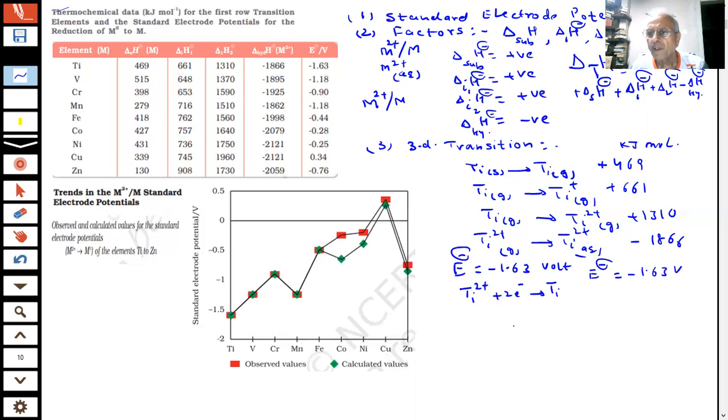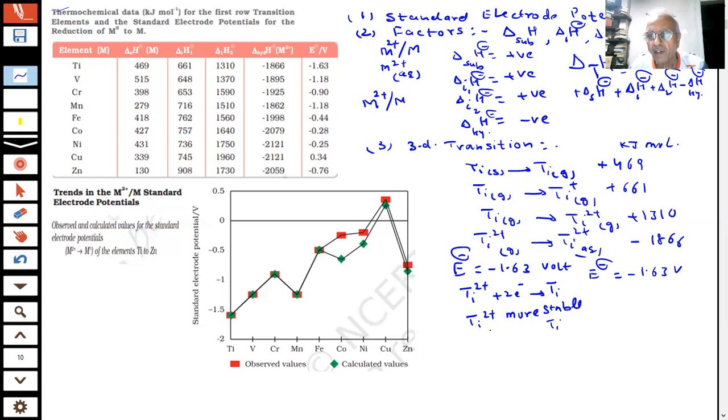What is it telling me? That this value is quite a good negative. So this is not going to go in the forward direction. Negative, negative. So that means titanium 2+ is a more stable state than titanium. So this is not going to get reduced, but the reverse will be plus 1.63. Reverse means they can give electrons if the value is more positive than that. It can give the electrons.